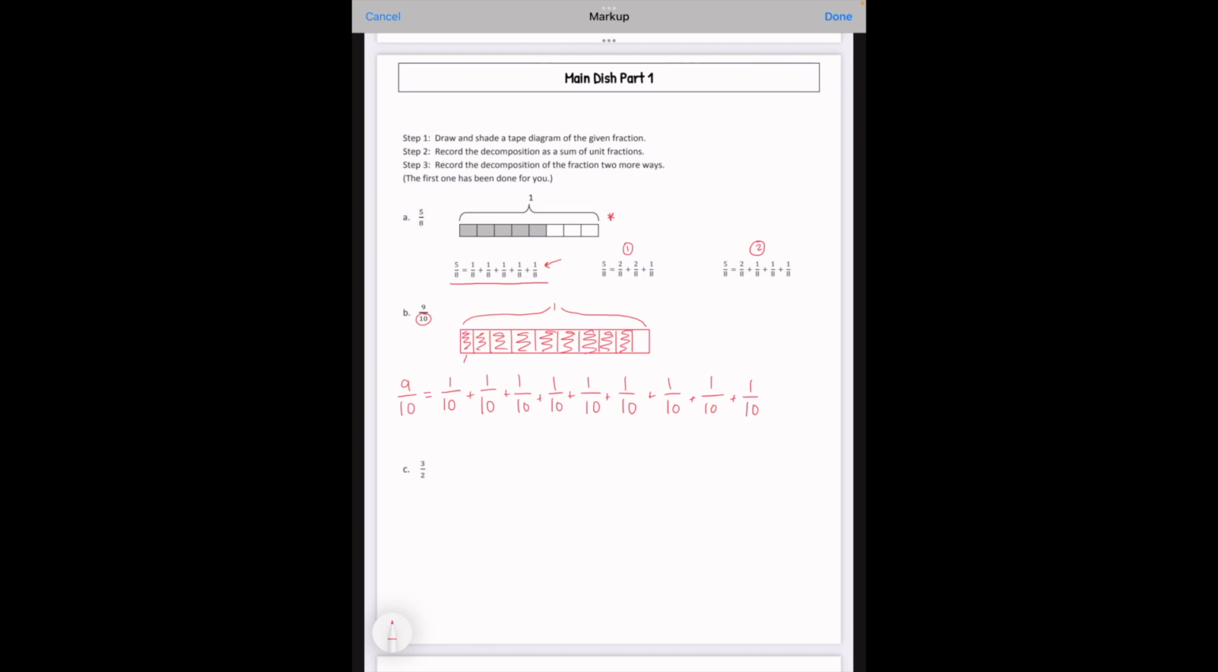So that was our first way, and now we have to record this decomposition of the fraction 2 more ways. So maybe I'll take groups of 3. So here's a 3/10 plus another group of 3/10 plus another group of 3/10. Again, all equal to that total of 9/10. Come up with a second way on your own.